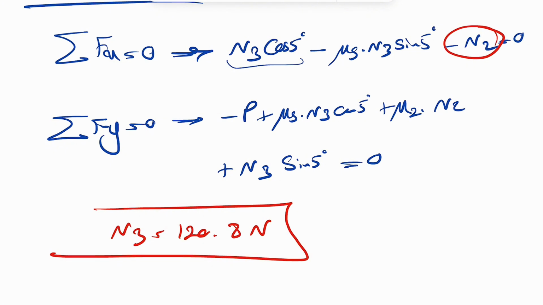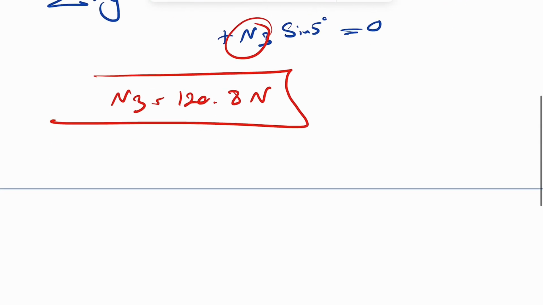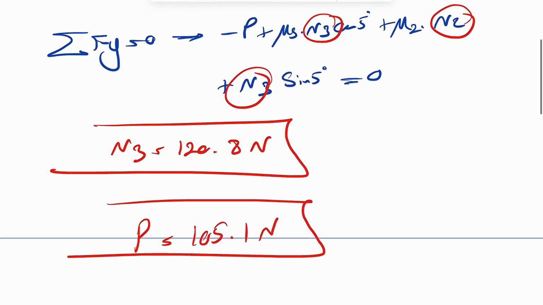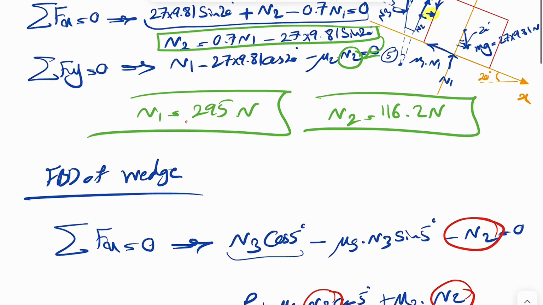And now that we have N2 and N3, we just have to plug those in here. The only unknown that's left is P, and our P is going to be 105.1 newtons. Keep in mind that the final answers are based on the significant figures that we need. If it starts with 1, we have 4 significant figures, which is these ones. And when the number starts with any number other than 1, we're going to go with 3 sig figs.